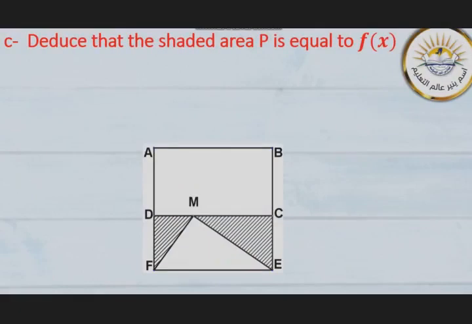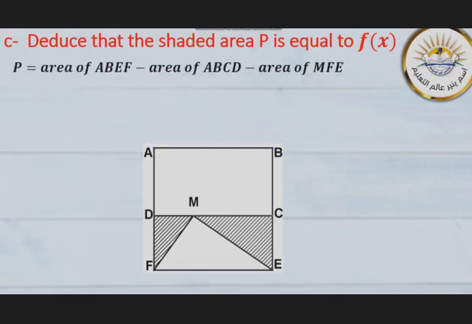C. Deduce that the shaded area P is equal to f of x. The shaded area is the area of ABEF minus the area of ABCD minus the area of MFE. All these areas we got previously in the previous question.